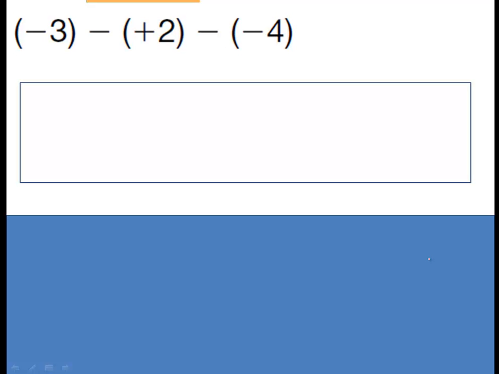Okay, let's look at this. I'm looking for two signs side by side going from left to right. There's not two here, so my negative 3 is okay. But here I've got two together, a negative and a positive. And here I've got two together, a negative and a negative. So I'm going to solve for these two first.